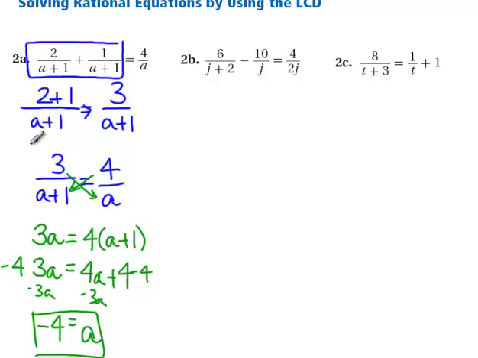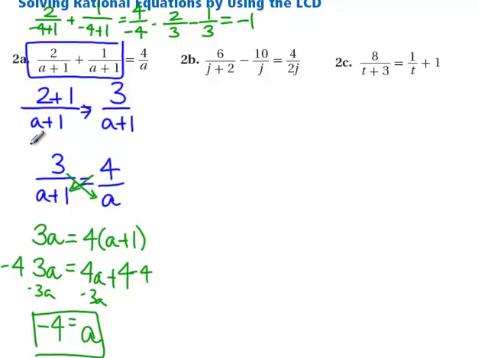And even though this was pretty messy, we can still check it. So we would end up with 2 divided by negative 4 plus 1 plus 1 over negative 4 plus 1 equals 4 over negative 4. And if you simplify this, you end up with negative 2/3 minus 1/3, which is the same thing as negative 1.